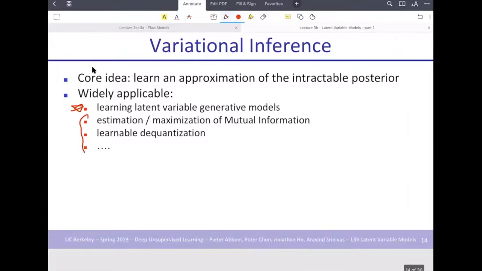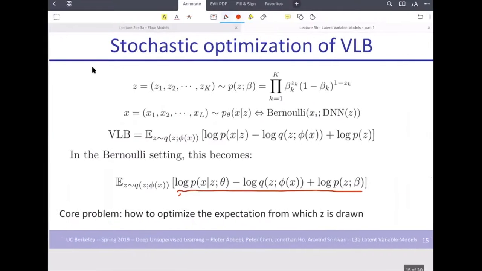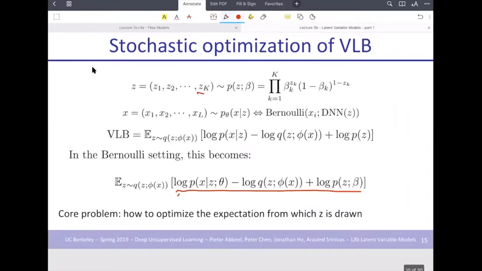So the idea is that we learn an approximation of the posterior. The approximation is denoted as Q and the posterior is denoted as P. This is a specific example in which we have K latent variables, and these K latent variables are binary. So there are K binary variables for Z, and it's a Bernoulli distribution. And for X, we have L binary variables, which also have a Bernoulli distribution.